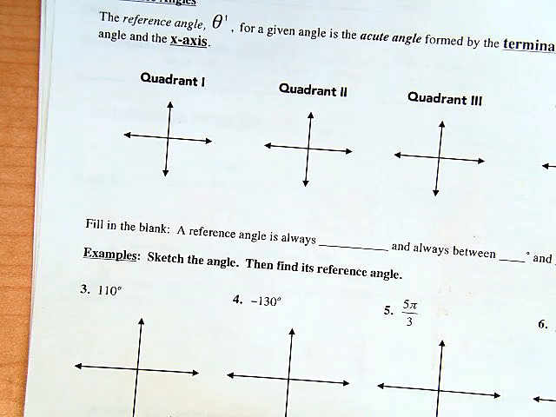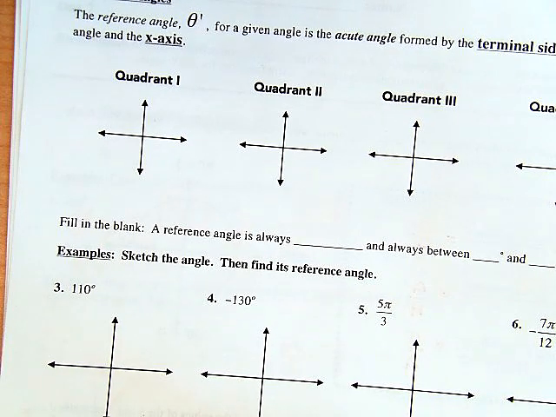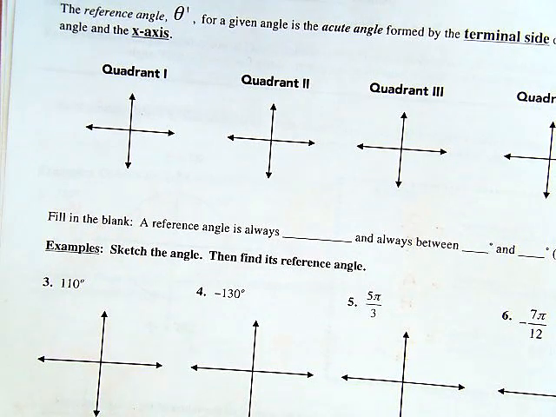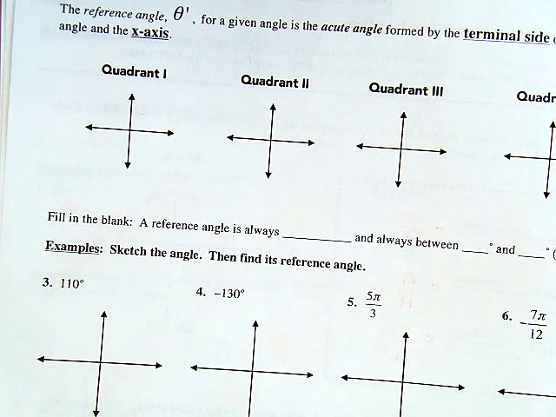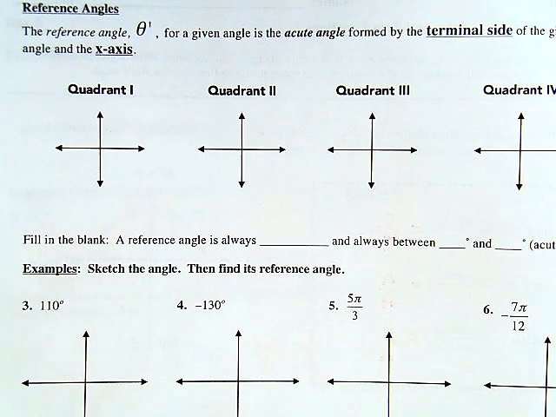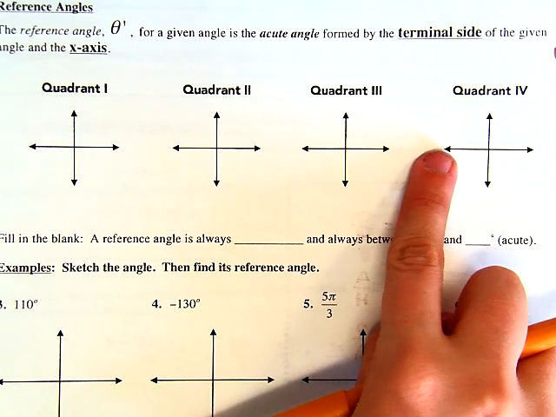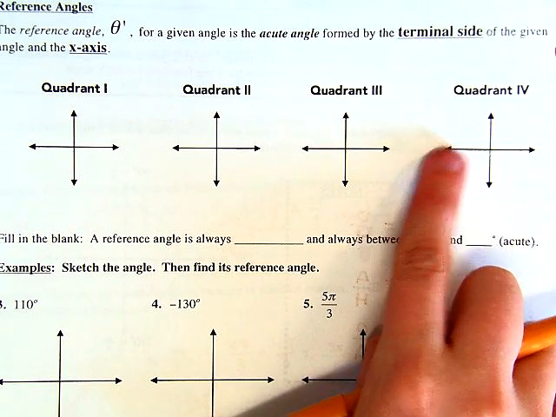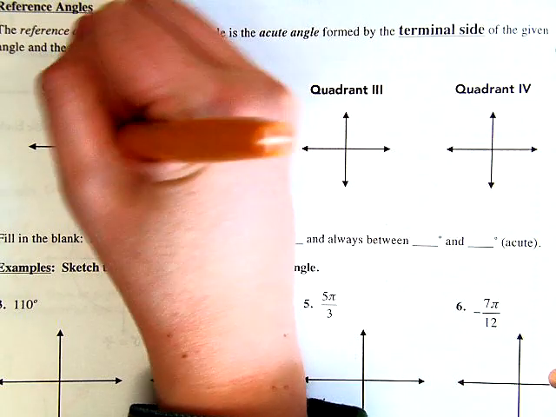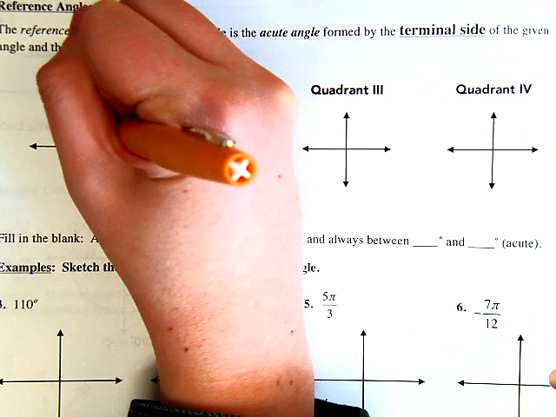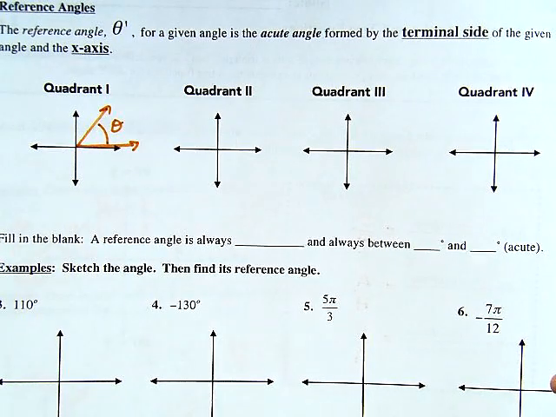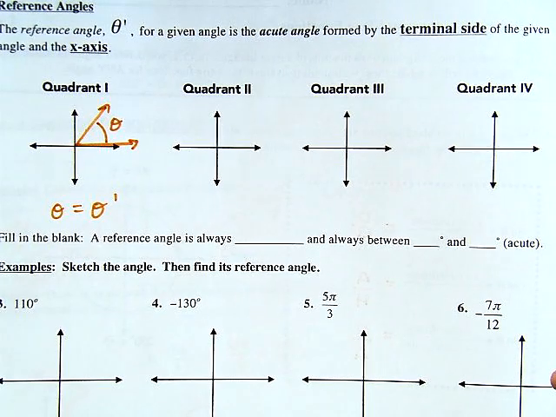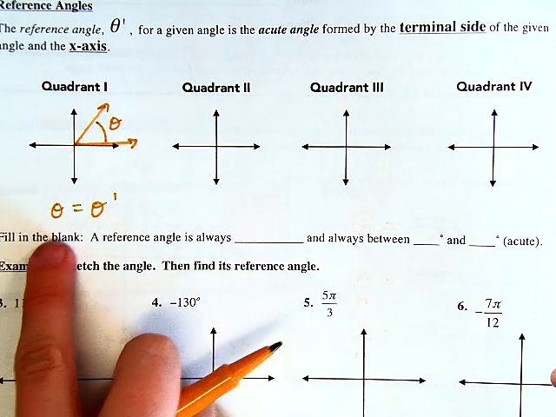Flip it over to the other side, reference angles. These are a little bit different. A reference angle for a given angle is the acute angle formed by the terminal side of the angle and the x-axis. Basically that's saying for each of the 4 quadrants you have a different terminal side and x-axis. So if I'm in quadrant 1, we're talking about having an angle like this. That would be my angle. My reference angle is the same as my angle for quadrant 1.